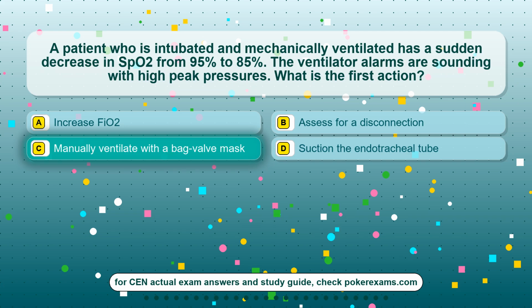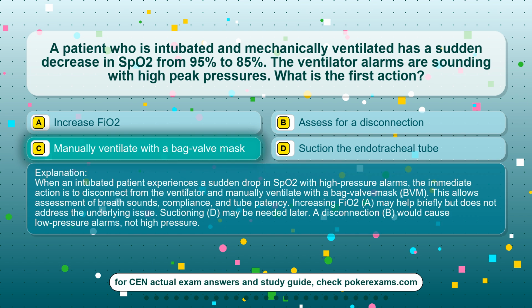The correct answer is option C, manually ventilate with a bag-valve mask. When an intubated patient experiences a sudden drop in SpO2 with high pressure alarms, the immediate action is to disconnect from the ventilator and manually ventilate with a bag-valve mask, BVM. This allows assessment of breath sounds, compliance, and tube patency. Increasing VO2, A, may help briefly but does not address the underlying issue. Suctioning, D, may be needed later. A disconnection, B, would cause low-pressure alarms, not high pressure.